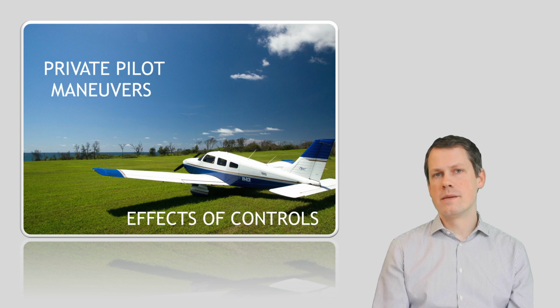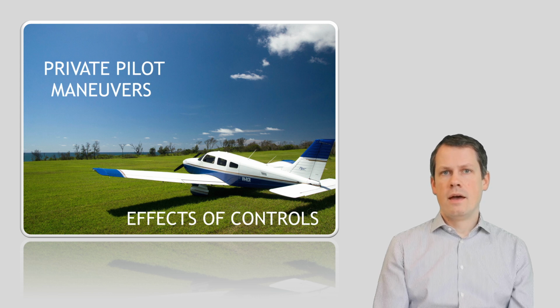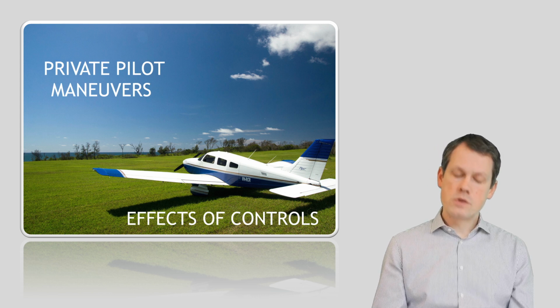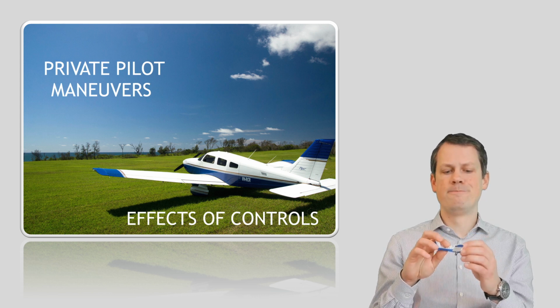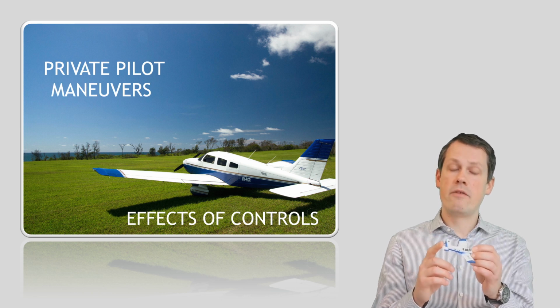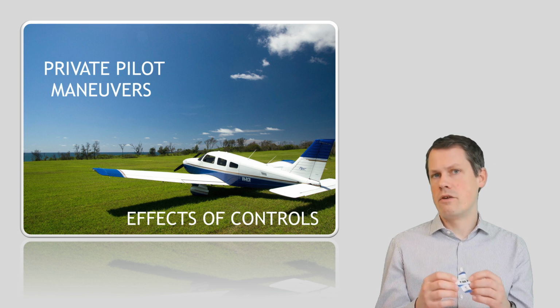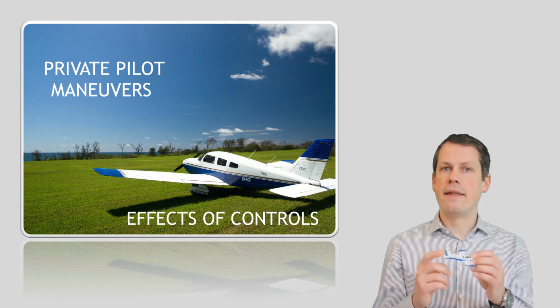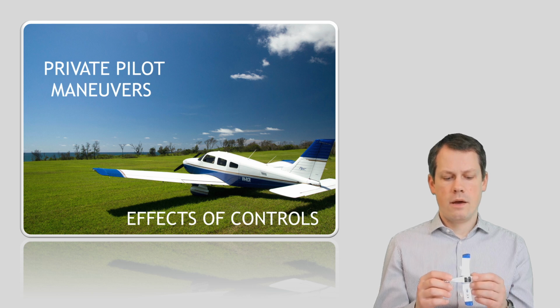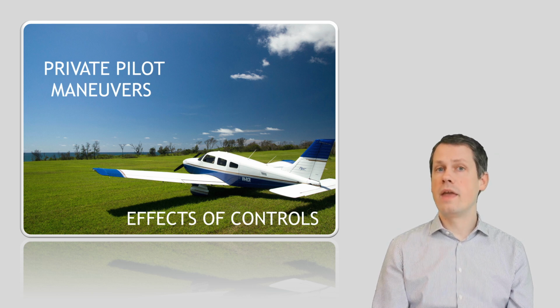Today we'll talk about something very essential, and that's the effects of flight controls. Now, the flight controls we have on our airplane are the ailerons, elevator, and rudder. And then what I would like to call secondary flight controls, the flaps and the trim. All those controls are used to maneuver the airplane on the ground and in the air.